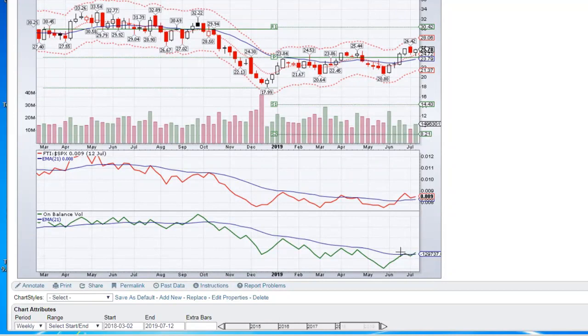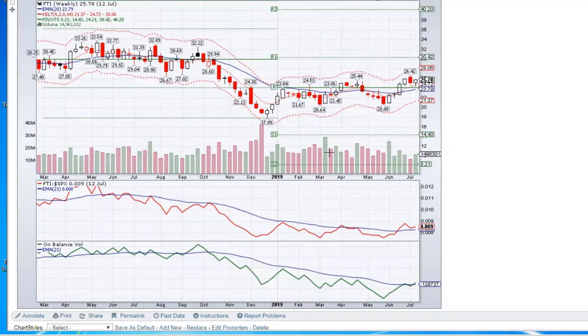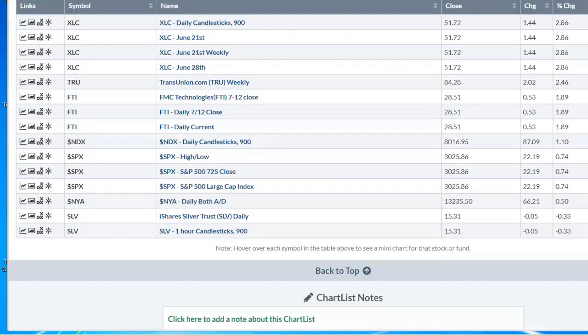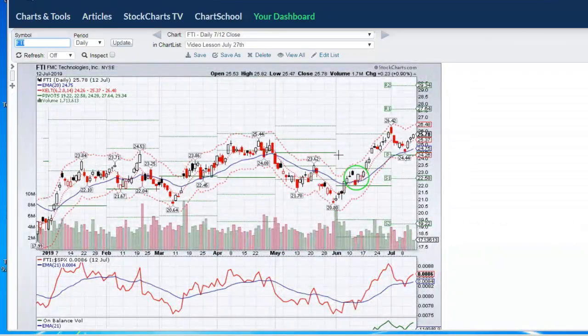Down below that, the on-balance volume had also flipped back to positive. It moved slightly above its moving average, back below it, and back above it. So that was a positive setup. The next thing I look at is the daily chart, and this was the daily chart as at that same close on July 12th.